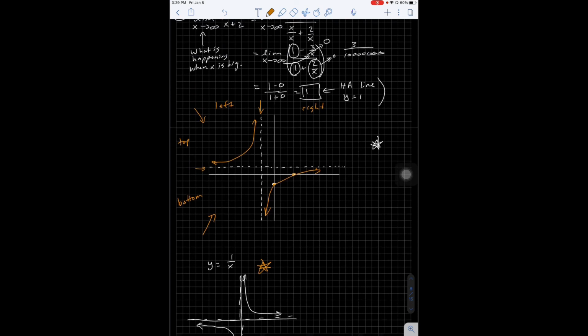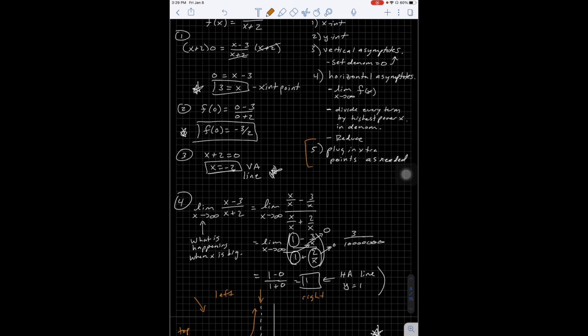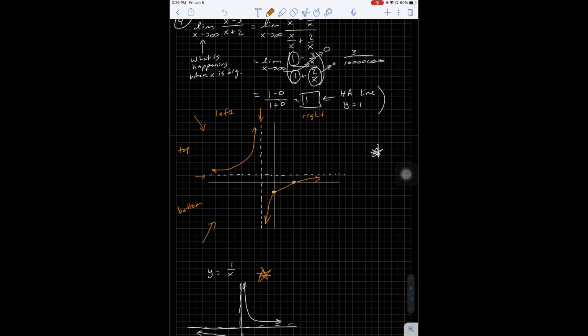All right, let's try another one. Oh, let me say one other thing before I go on. This extra note, step 5: plug in extra points as needed. That's just if you have trouble deducing which section it's in, you can always plug in x-y coordinates. It does make it take a little longer, so be aware of that.